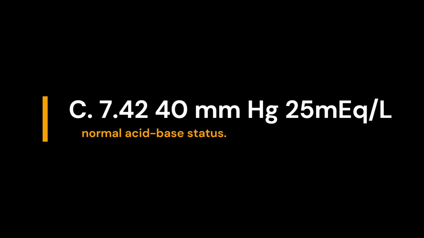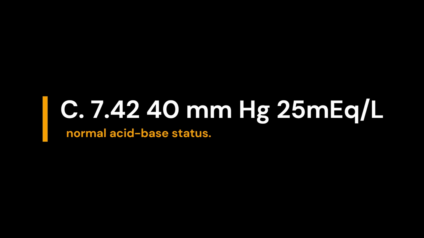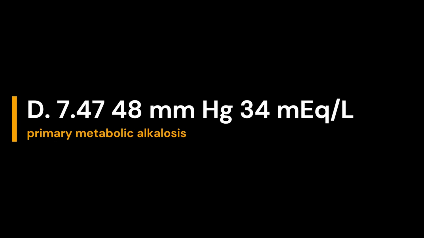C. pH 7.42. Arterial partial pressure of carbon dioxide 40. Bicarbonate 25. These values are consistent with normal acid-base status. D. pH 7.47. Arterial partial pressure of carbon dioxide 48. Bicarbonate 34. High pH with elevated bicarbonate represents primary metabolic alkalosis, which can occur with intractable vomiting.